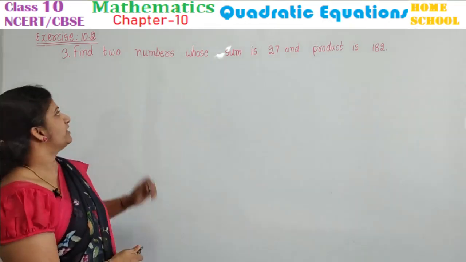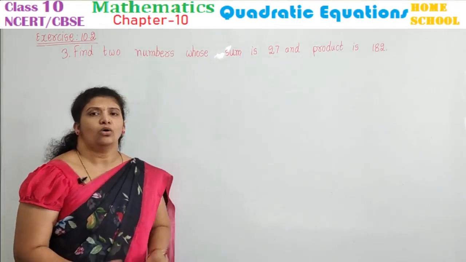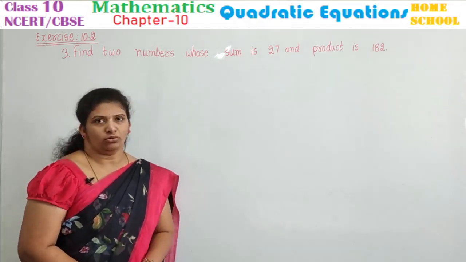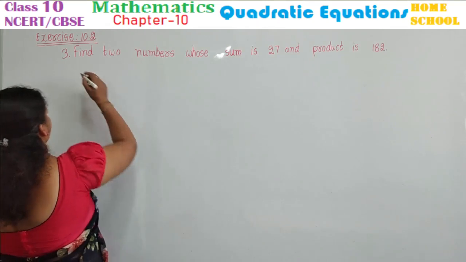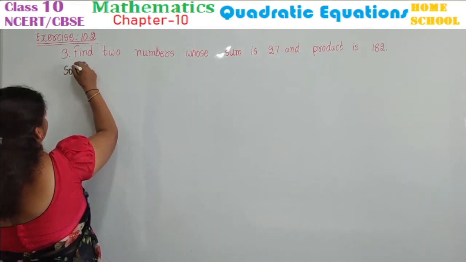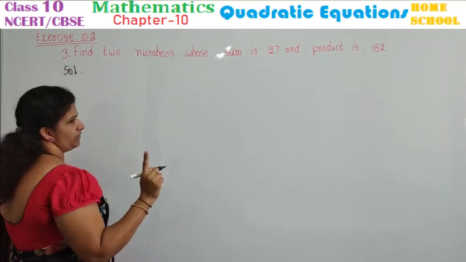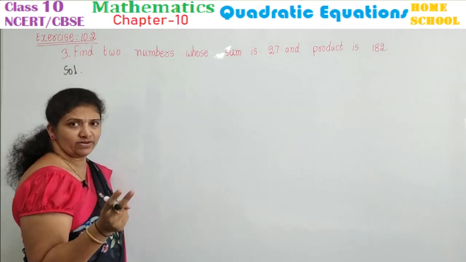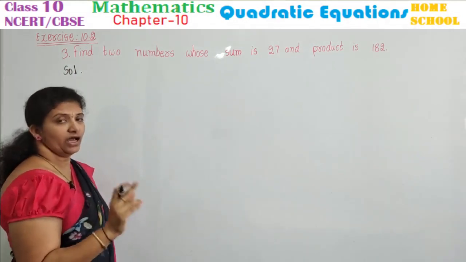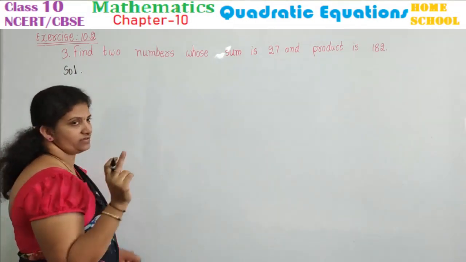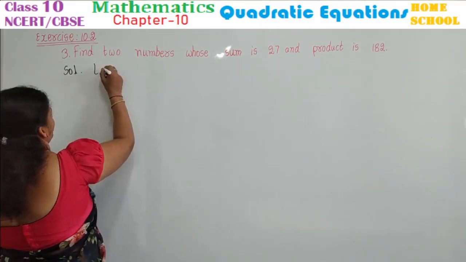How to do this one? We need to find the two numbers. What are the two numbers? We don't know, right? Let us assume. Here it is only one variable, so I cannot take, let the two numbers be x and y. I take only one variable x.